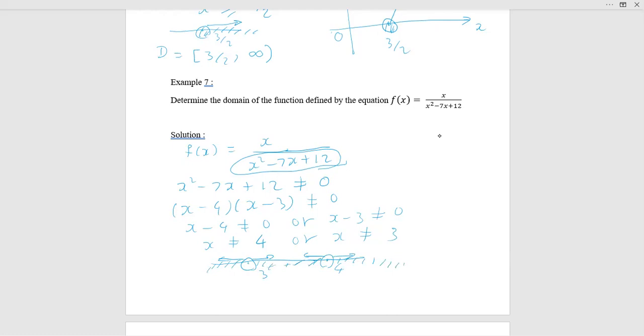Therefore, we can write the domain of this as negative infinity to 3, union 3 to 4, union 4 to infinity. Okay, that's the domain of this function.